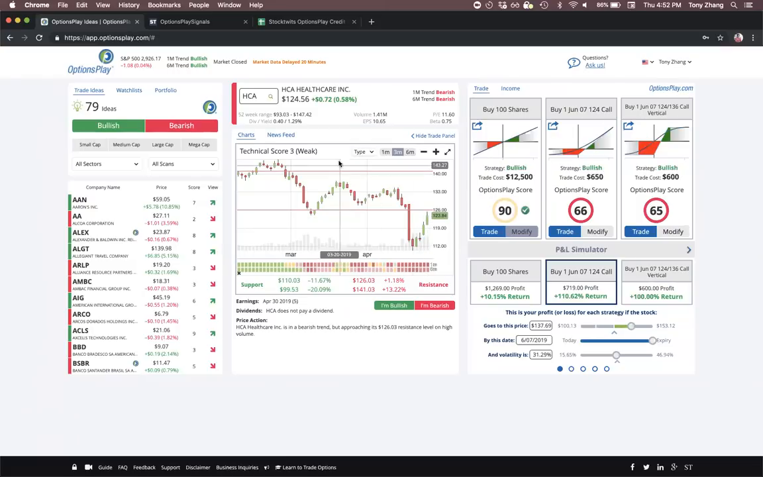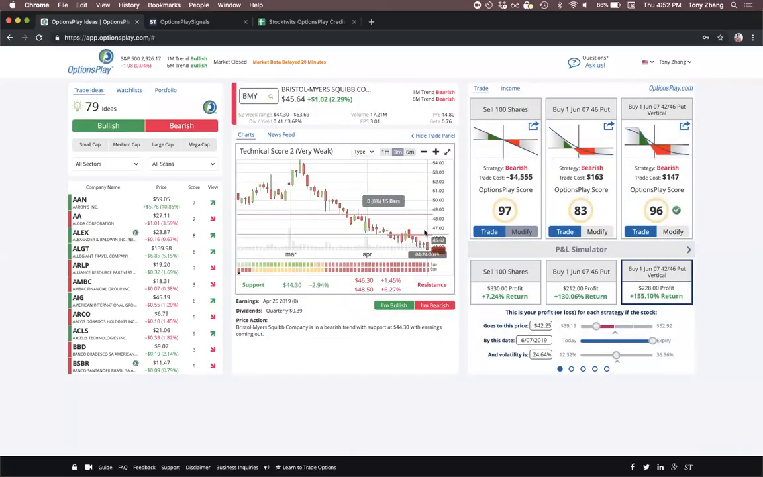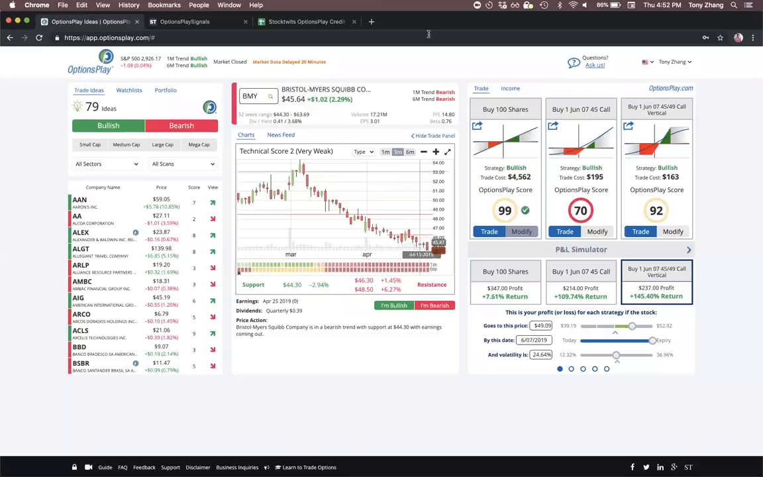So I'm going to start off by looking at Bristol Myers, because this stock really bottomed yesterday around 44. As you can see, it rallied up to 45, about 2.5% today. So let's say I'm bullish. I want to take a contrarian view on BMY.